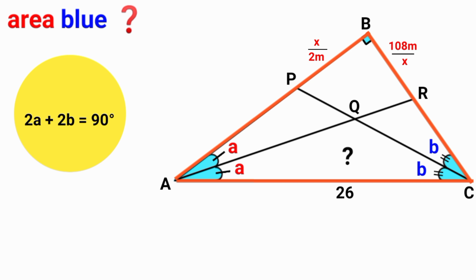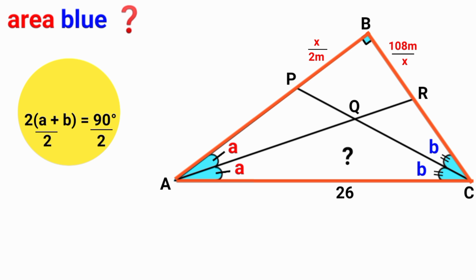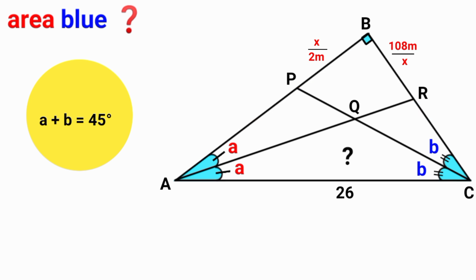Now from 2A plus 2B, 2 is common. If we factor it out, it is 2 into bracket A plus B. Now from 2 into bracket A plus B equal to 90 degrees, divide both sides by 2. Here 2 cancels 2, while here 90 degrees divided by 2 is 45 degrees. So A plus B equal to 45 degrees.